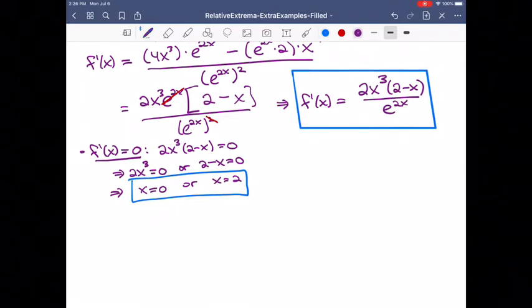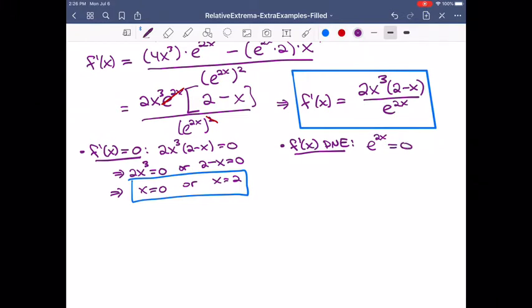Now we want to also see where the derivative does not exist. Okay, so that's going to be when the bottom is 0. So e to the 2x equals 0. Now we already said that e to the 2x was strictly greater than 0.